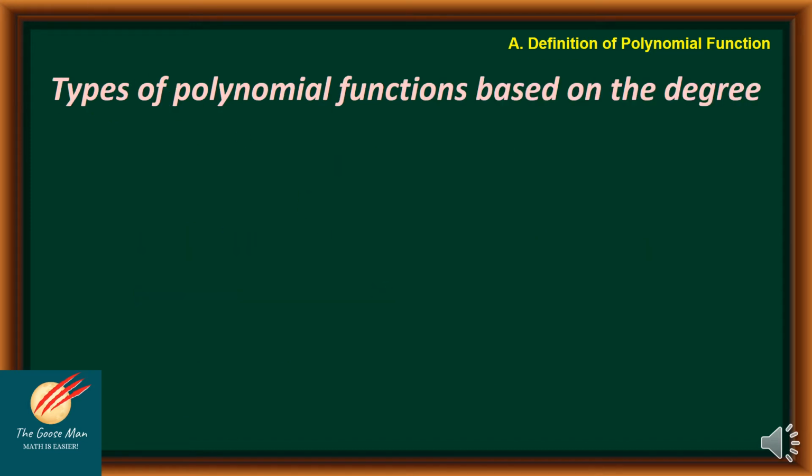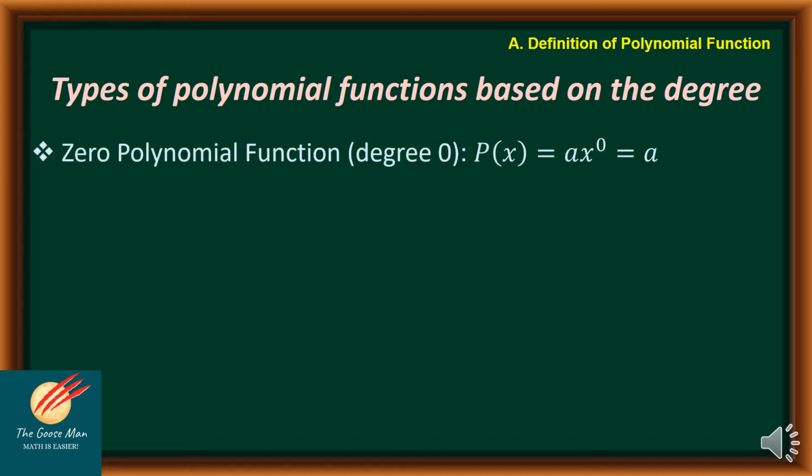So let's now move on to the types of polynomial functions based on the degree. The first one is the zero polynomial, meaning to say the degree is equal to 0. This is in the form of p of x is equal to a x raised to 0, which is the same as a. So for example, we have p of x is equal to 3. Another one is h of x is equal to negative 2.